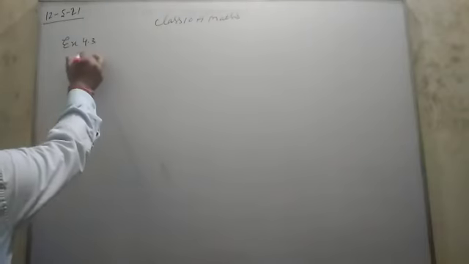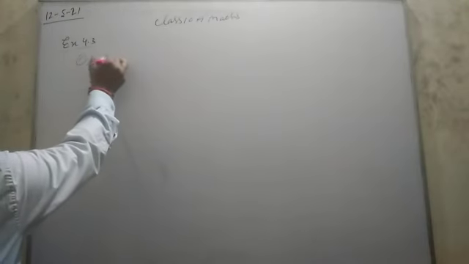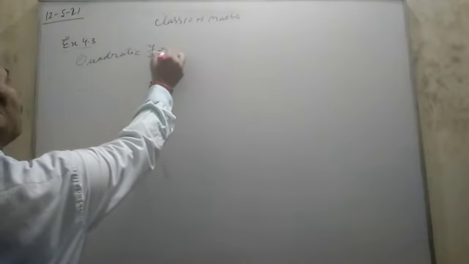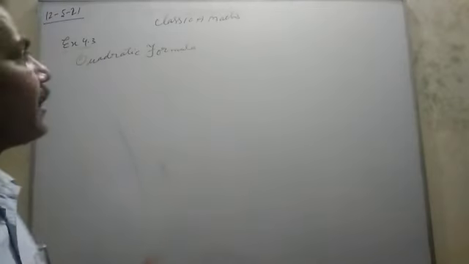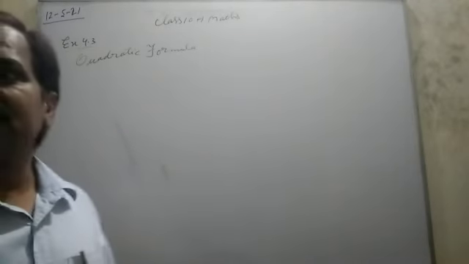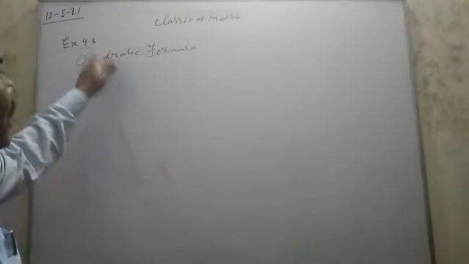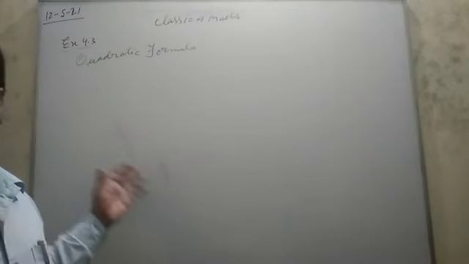So, the quadratic formula. This formula was discovered by the great mathematician Sridharacharya. Sometimes we also call it the Sridharacharya formula, or Sridharacharya method. He was a great mathematician and he discovered this formula.